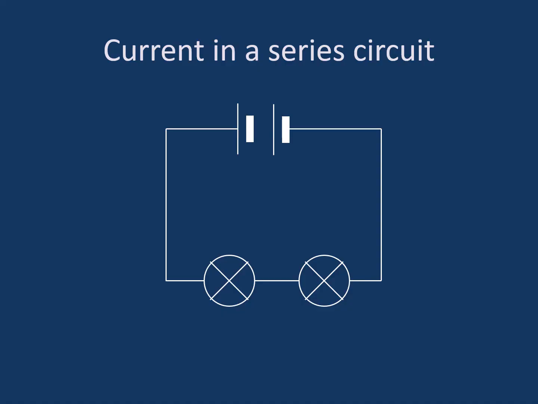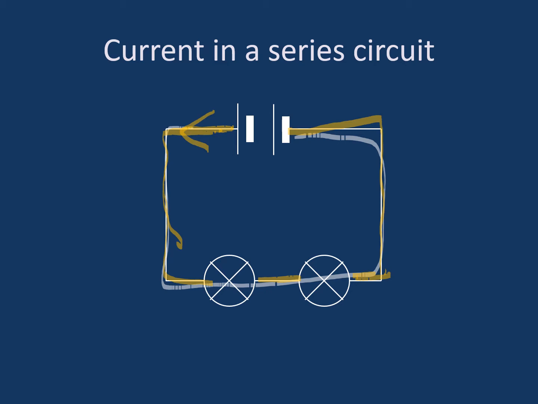So let's start with current in a series circuit. In a series circuit, as you can see here, there is just one loop for the current to flow. You already know that current flows from the positive to the negative. So the current coming out from the positive of the cell goes through this loop, enters the first bulb, leaves the first bulb, enters a second bulb, leaves it, comes out and goes back to the cell.